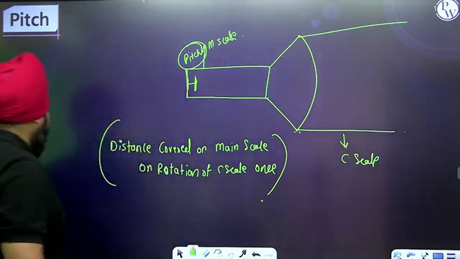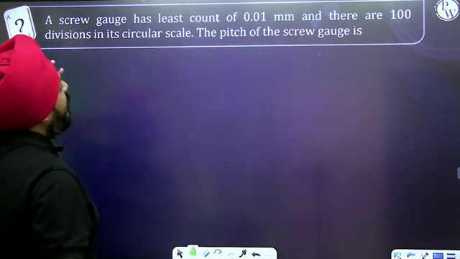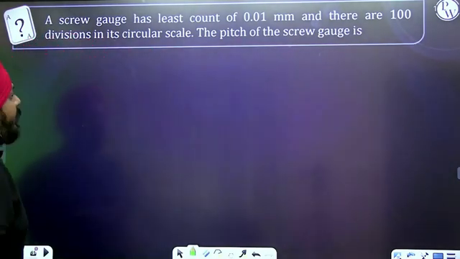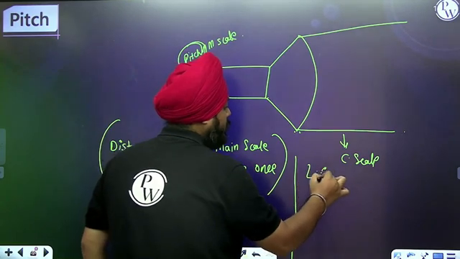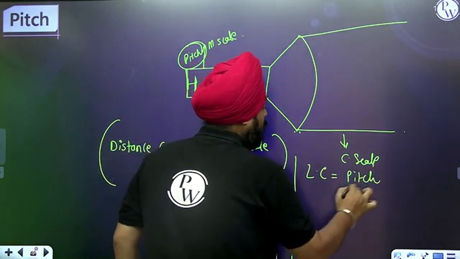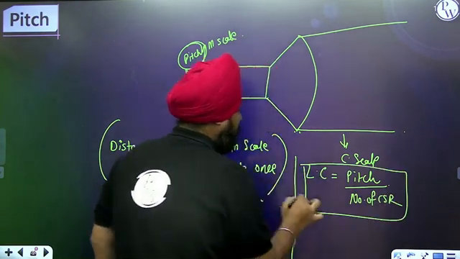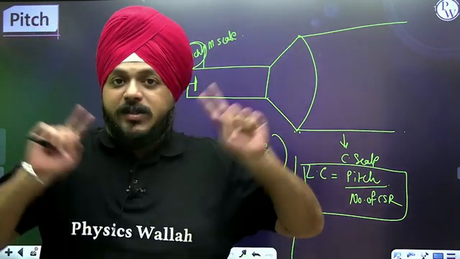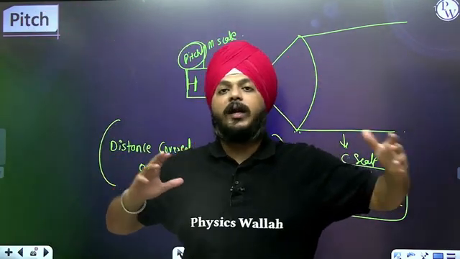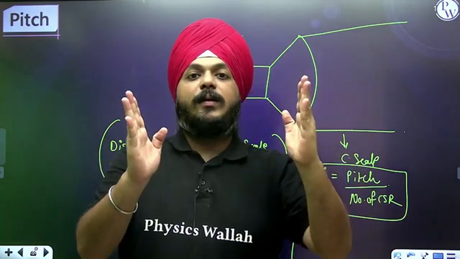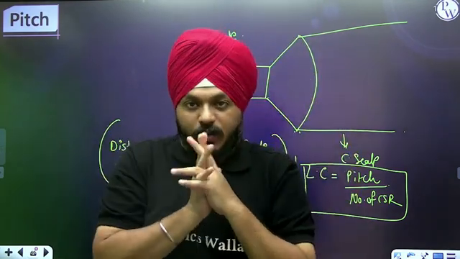What will be the least count? First of all, let's calculate the pitch. Pitch is not the least count. You might have a misconception from the Vernier caliper that 1 MSD is the least count, or 1 VSD is the least count. No. Actually, the difference between 1 MSD and 1 VSD is the least count.